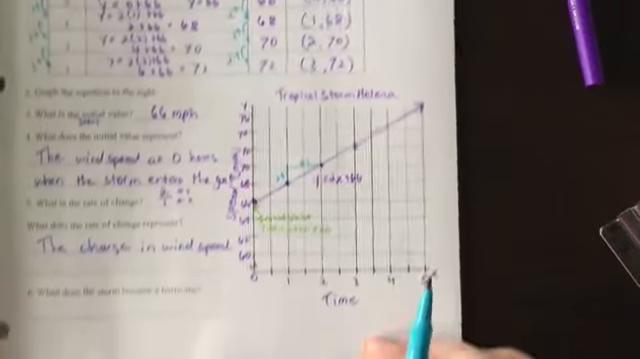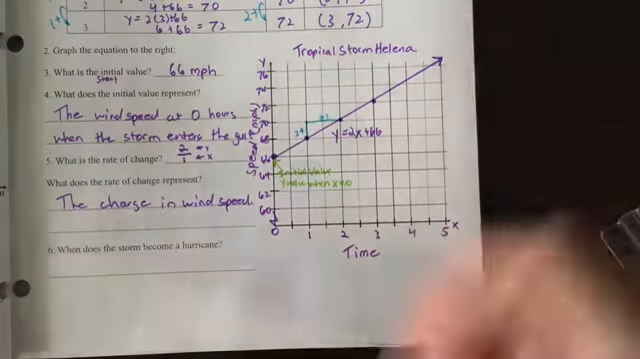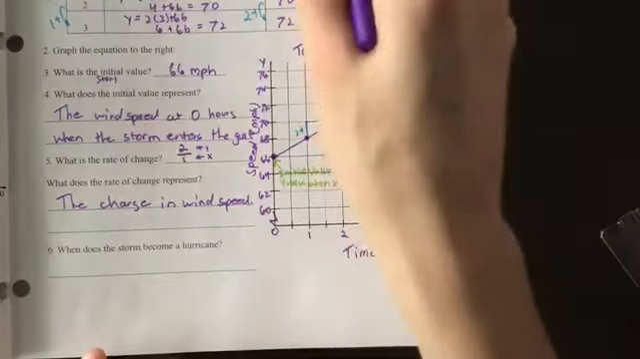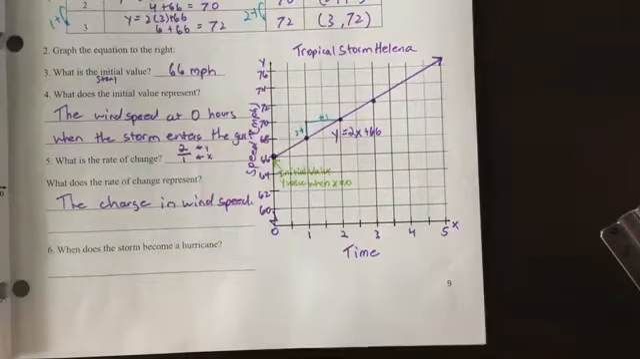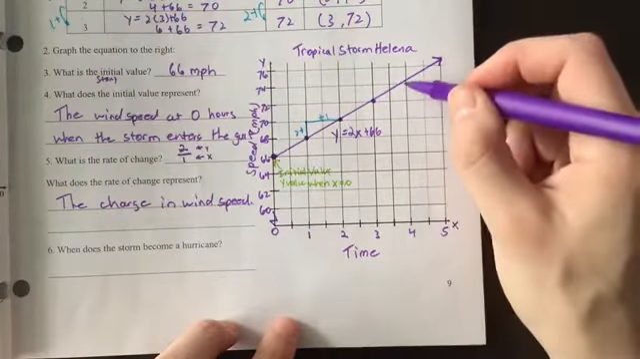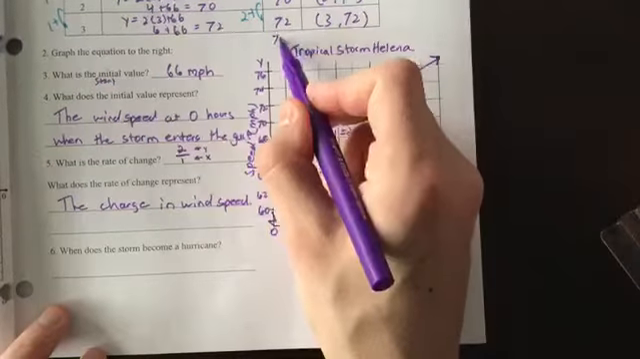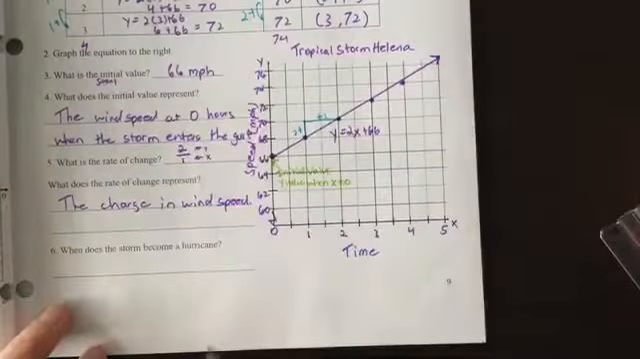Okay. And lastly, we want to know, when does the storm become a hurricane? Okay. So our problem told us it was 74 miles per hour when it becomes a hurricane. So based on my graph and our pattern, that should be at 4 hours, right? If we continue our pattern, that would be at 4 hours. Okay.